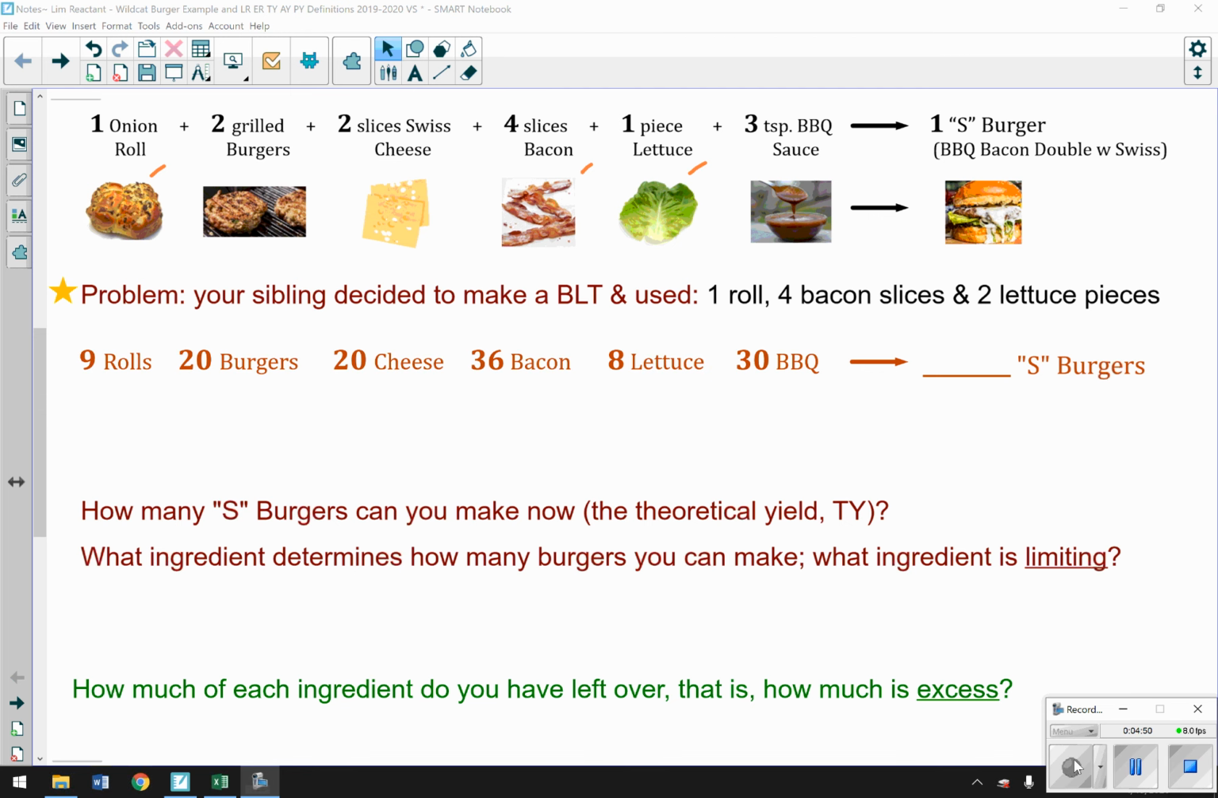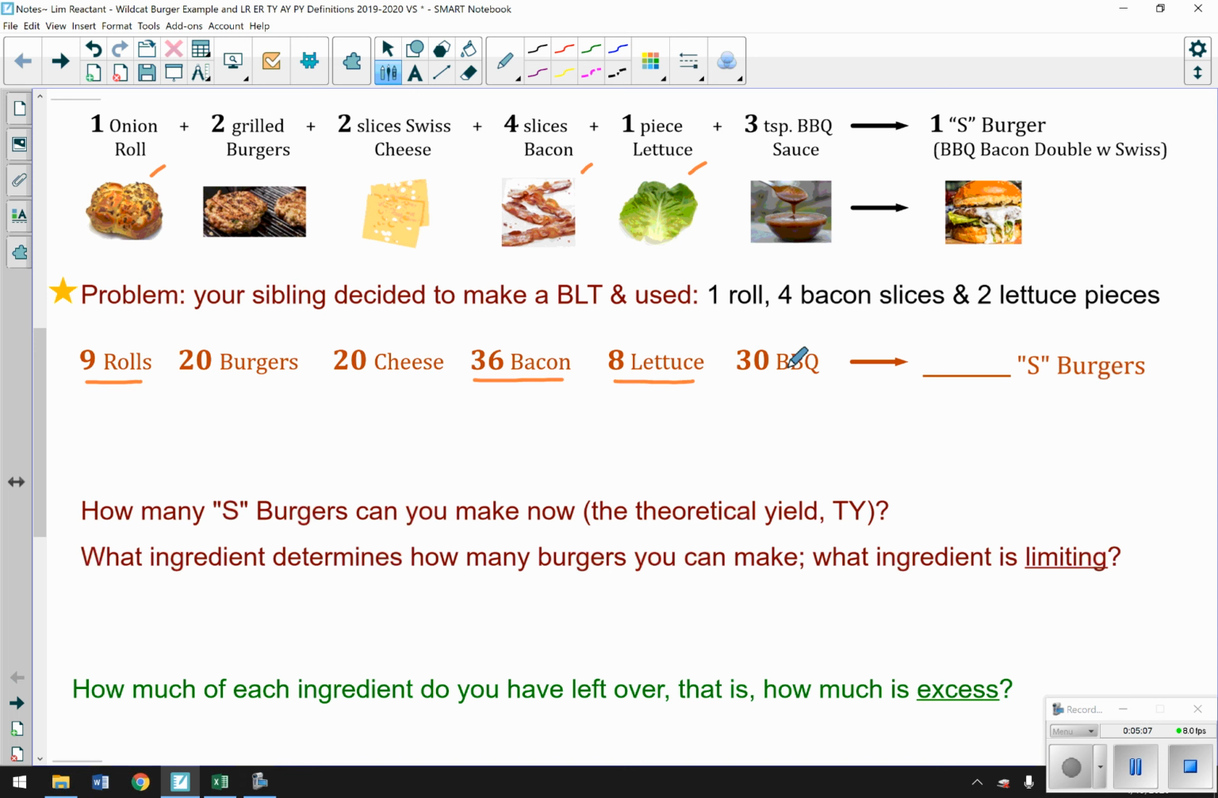Since he used 1 roll, you now only have 9 rolls. You still have 20 burgers. You still have 20 cheese. You only have 36 pieces of bacon. You're only left with 8 slices of lettuce, but you still have all the barbecue sauce.